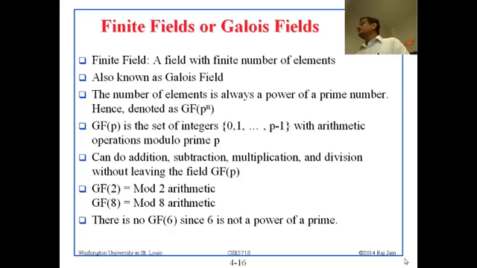For example, if I say GF2, GF2 is mod 2 arithmetic, GF8 is mod 8 arithmetic. Now GF8 is basically 2 raised to 3. 2 is a prime number. Right? And therefore GF8 is a Galois field p raised to n. GF6 is not a Galois field because 6 is not a power of prime. Right? Galois field is only defined when you have power of prime.